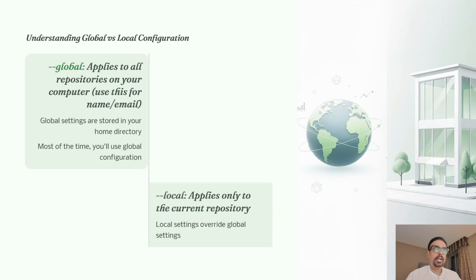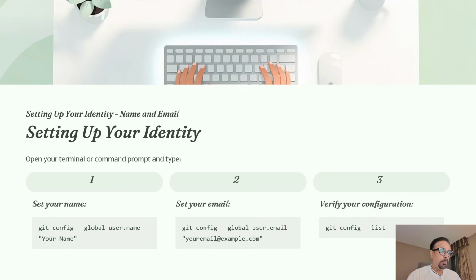Local configuration, on the other hand, only applies to the current repository you are working in, and local settings override the global settings, so you can have different configuration for different projects. So if you want to have project based credentials, for example, for global credential you have abc@gmail.com. Now for a specific project you want xyz@gmail.com, so you can configure them accordingly. So when you want to change, local will automatically override the global one.